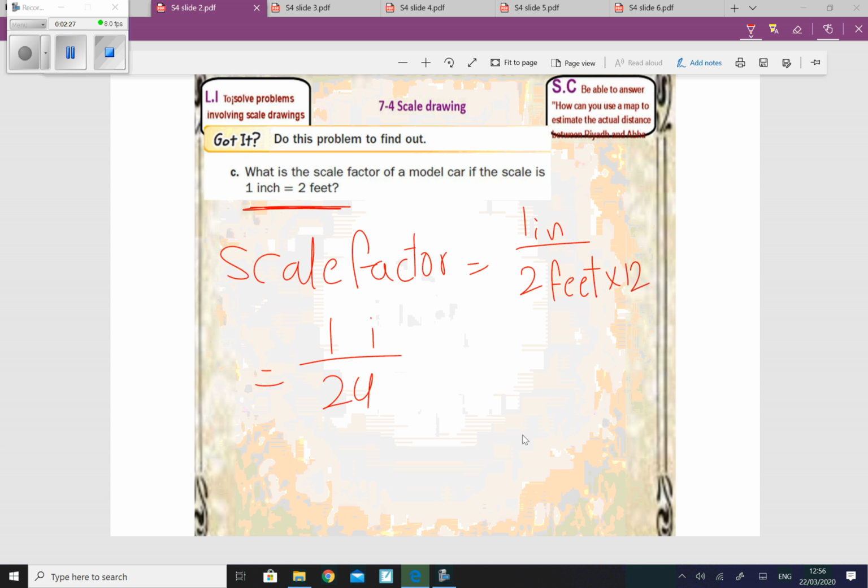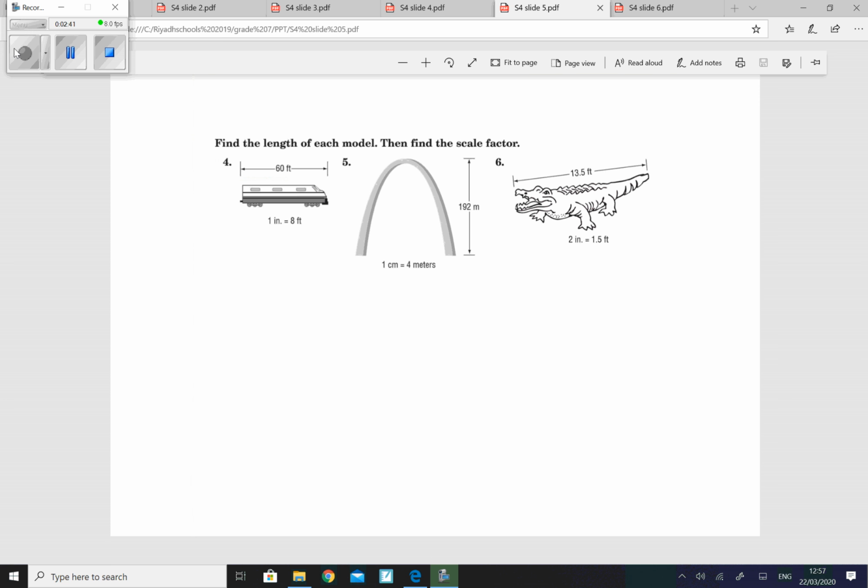So it's going to be inches here, and inches here also. I will cancel them together. It will be 1 over 24. And that's how I find the scale factor of any scale. For example, I will solve number 5 here.